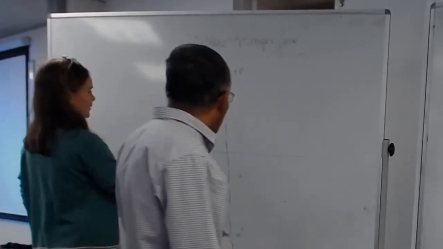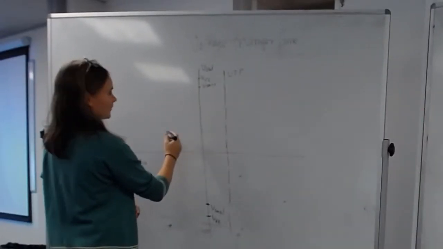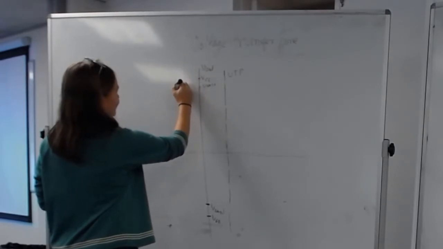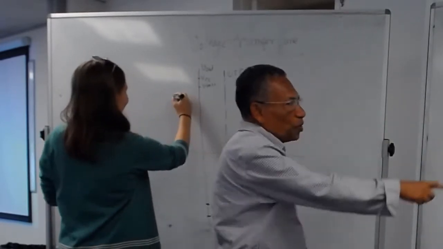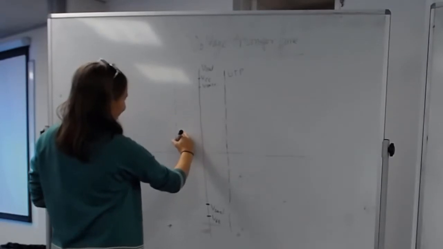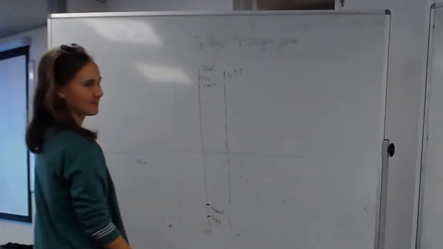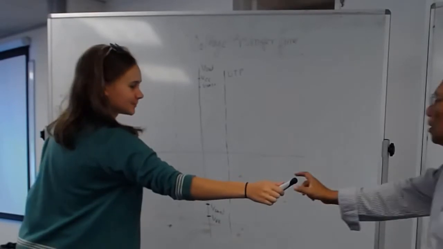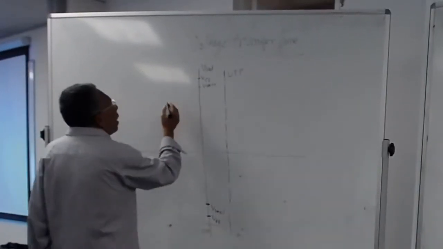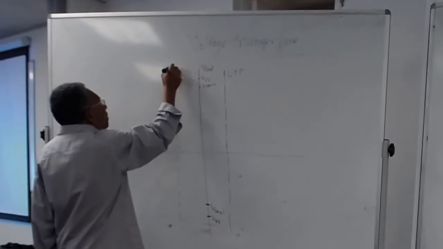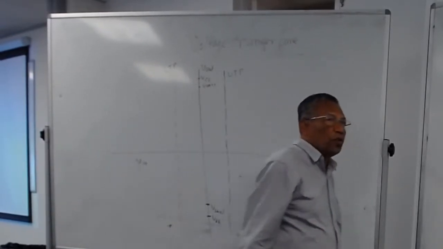What is your name again? Amelia. Okay. Amelia will draw for us the lower tripping point. But it must be an equal amount, you see? Yeah, equal amount, because we have chosen equal amount, so that we can use the same resistance, same voltage divider. Because we keep the amount the same, we can use the same voltage divider. Okay, done. Very good. So this is your lower tripping point, LTP. So you have your LTP, you have your UTP.